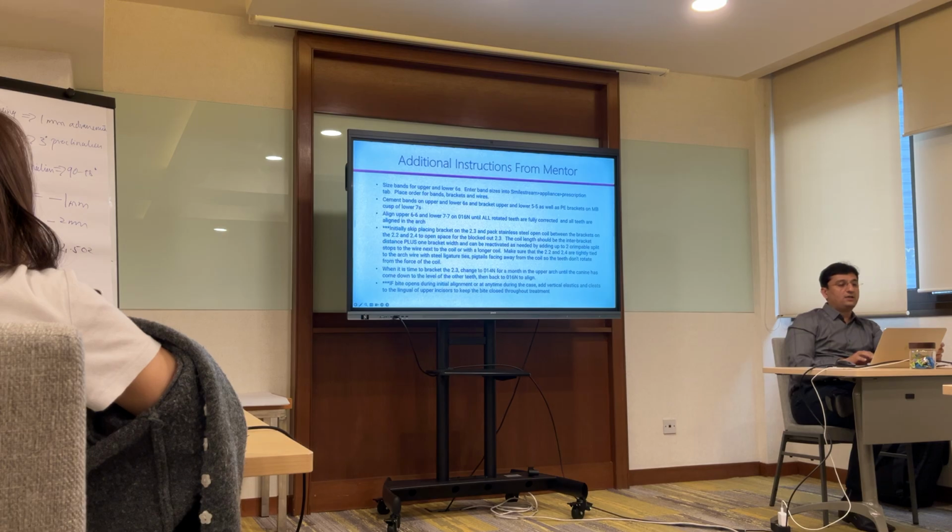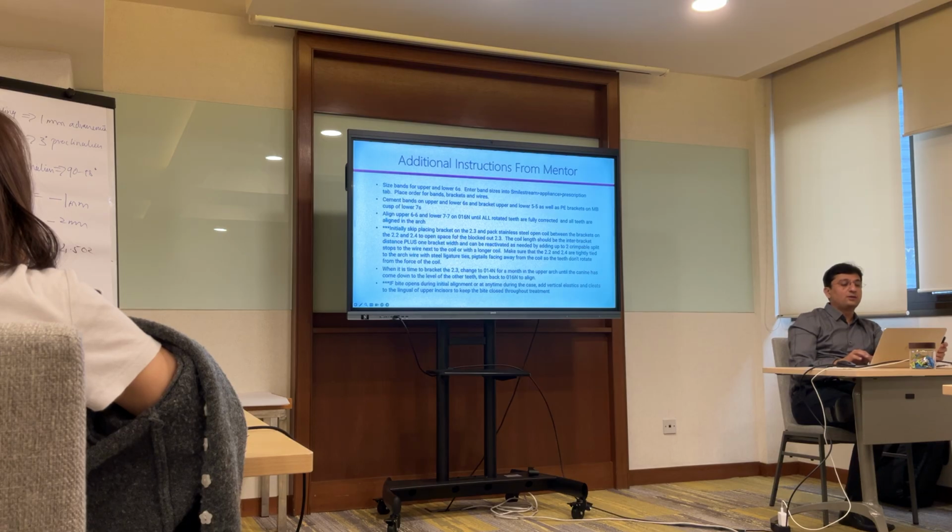Additional instructions from the mentor: size the bands of upper and lower sixes and enter the band size on Smile Stream. What band will you have for the lower sixes here? If you're expecting to use a lot of class 2 elastics, we would use a C2E band. Then as you align upper 6 to 6, lower 7 to 7, because the patient has a deep curve of Spee. So you align from lower 7 to 7.